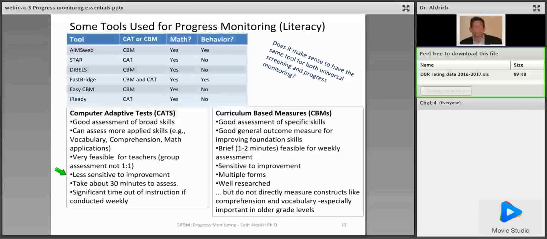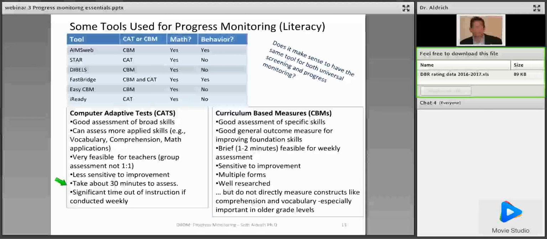The problem with computer adaptive tests is they can be less sensitive to improvement. Because they're adaptive and because there are so many different skills being assessed, you might not see the sensitivity to growth. And in my experience and a lot of other people's experience, you might see a lot of variability in the data from week to week. And that makes decision-making very difficult.